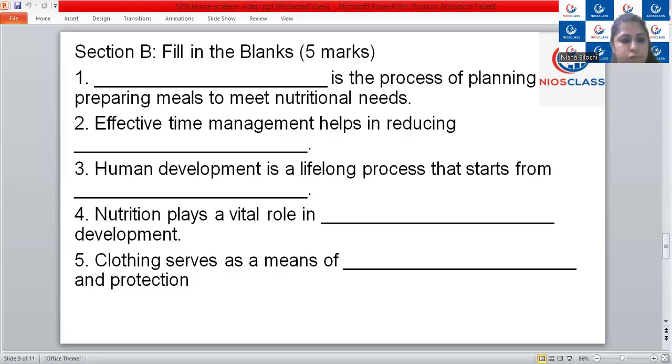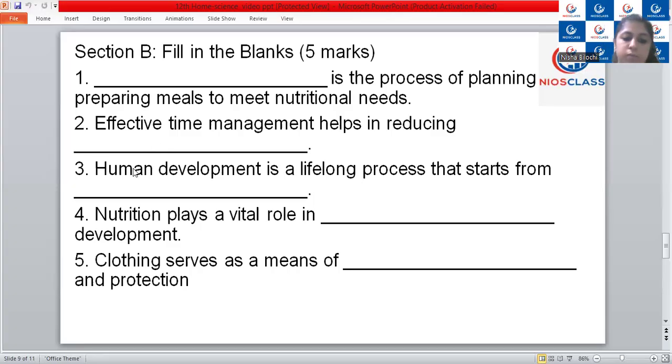Let's come on to question number 2. Effective time management helps in reducing dash. So for example, you have already prioritized your task. Let's take again that example of timetable. You have already made a timetable and now you need to follow it. If there is no timetable, the exams are nearby and you don't know what to do, where to go, whom to ask, and how to react, definitely there'll be a lot of stress, right? So effective time management helps in reducing stress. You can write down the answer: stress.